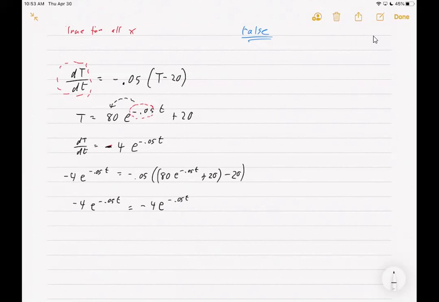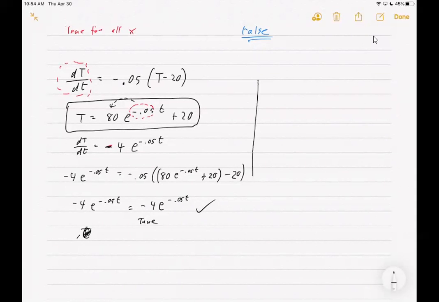The 20s cancel. This is true for all possible times. So at all times, this will in fact be true. So we did find a solution. I should maybe box this in. This is a solution. This is true. Therefore, what we picked for T is a solution.